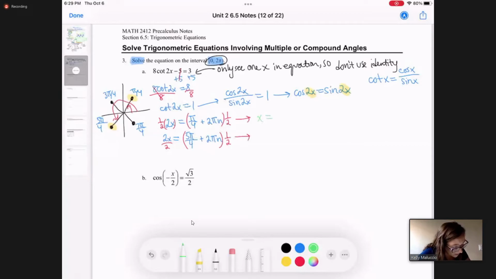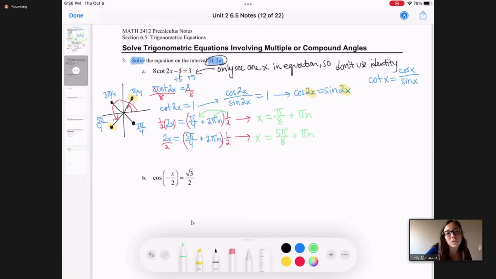We get x equals, so pi over, we distribute this to both. Pi over 4 becomes pi over 8, plus 2 pi n becomes just pi n. So pi over 8 plus pi n, that's what we're looking at here for the first one. And then 5 pi over 4 becomes 5 pi over 8, again, plus pi n.